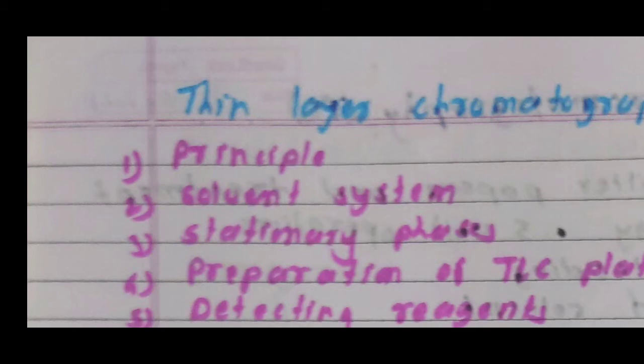TLC operates as a partition chromatography when a polar mobile phase is used. The basic principle of solute separation is the same as that discussed in paper chromatography. The only difference between paper chromatography and thin layer chromatography is that in TLC we use adsorbent silica gel on a glass plate, whereas in paper chromatography we use only a paper strip. Then the next point is the solvent system.